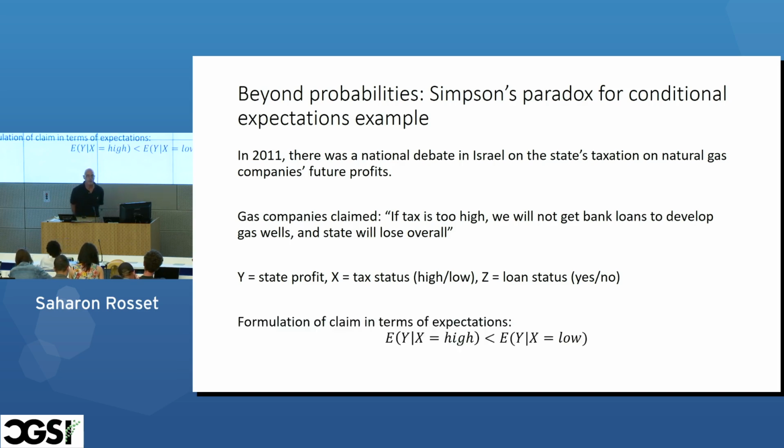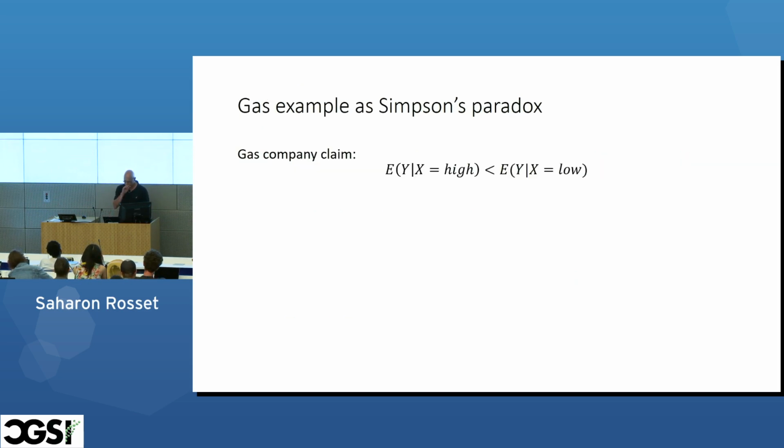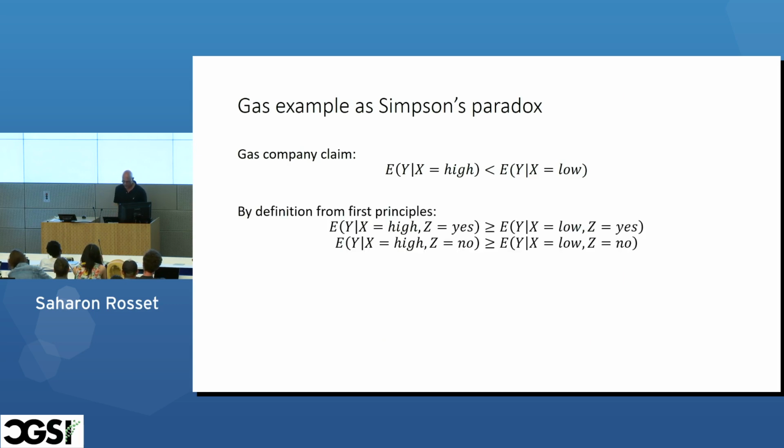And what they are claiming is that the expected value of Y given that X is high is smaller than the expected value of Y given that X is low, right? So the state will make less money if it puts a high tax than if it puts a low tax. So this is their claim.